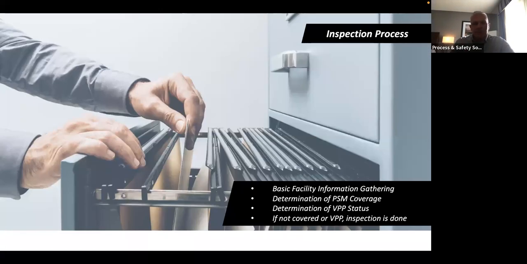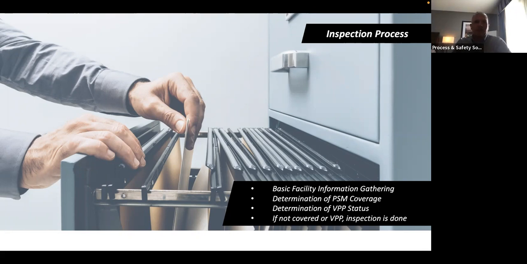I'll start out with some basic facility information gathering, trying to understand the facility and determine PSM coverage. As a former OSHA inspector, I'd go into a facility and establish whether or not the facility is even PSM covered to begin with, for a couple of reasons. For example, a lot of times ammonia refrigeration facilities will pump down their systems and find out they have less than 10,000 pounds, or they've reduced their inventory below the threshold limit. Then you no longer can do a chemical NEP if you're below the threshold quantity of 10,000 pounds.